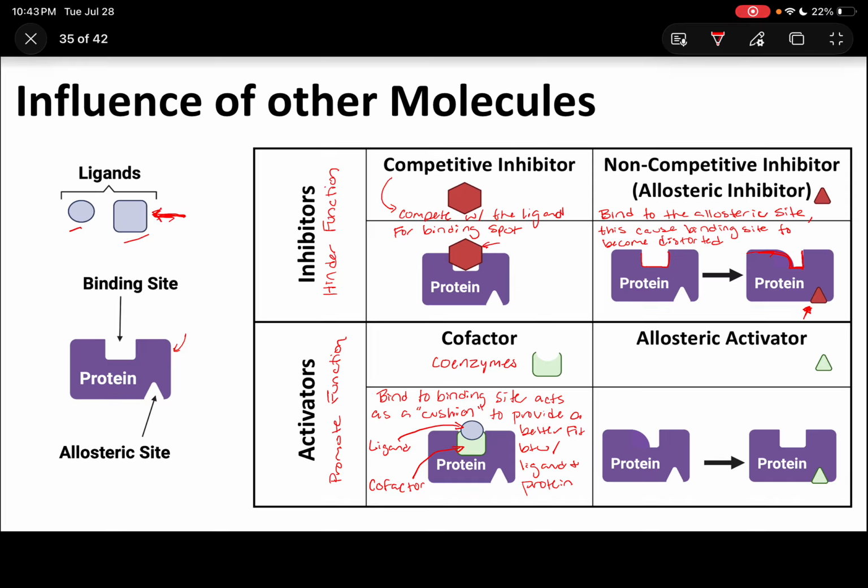We also have allosteric activators, which are kind of the counter to the allosteric inhibitor. The reason that they're similar to the allosteric inhibitor is because they bind to the allosteric site. But while they bind to the same place, they have the opposite effect. Same thing we saw between the competitive inhibitor and the cofactor. So it's going to bind to the allosteric site, which will stabilize the shape of the binding site.